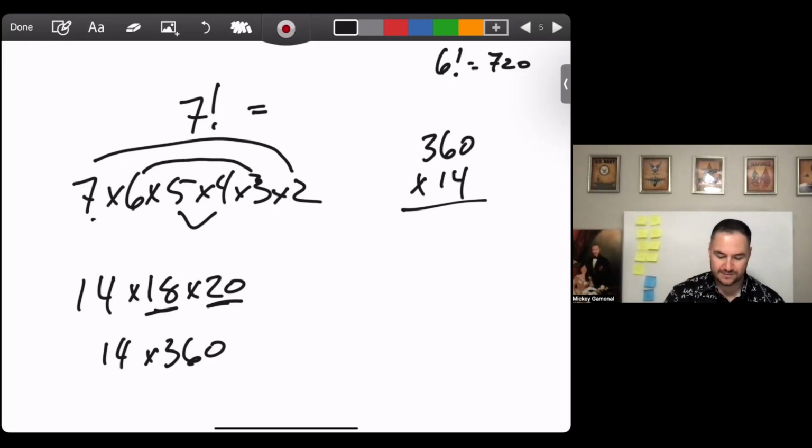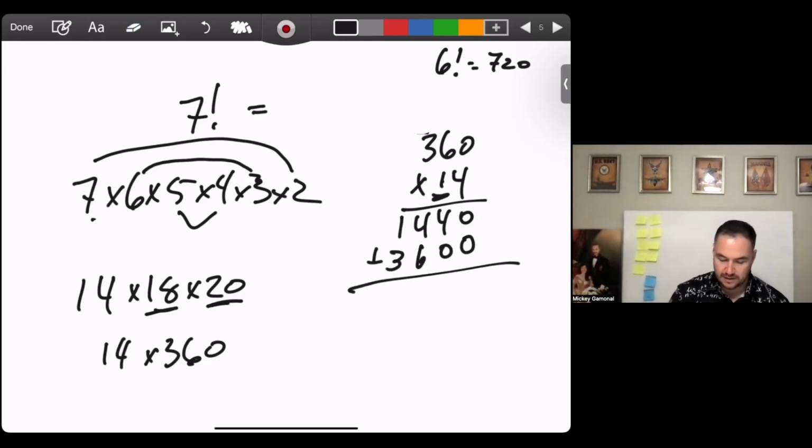Here we go. 4 times 0 is 0. 4 times 6, 24. 4 times 3, 12, plus 2, 14. Then shift over because we're timesing by a tens place. We're not timesing by 1, we're timesing by 10, the 10 on the 14. And then 1 times 0 is 0. 1 times 6 is 6. 1 times 3 is 3. And then 0, 6, add those two together. 4 plus 0 is 4. Carry the ones. 4 plus 6. And 5. 5,040 is the answer.